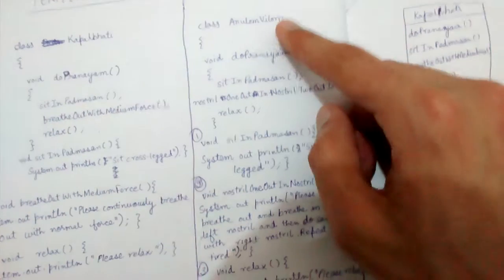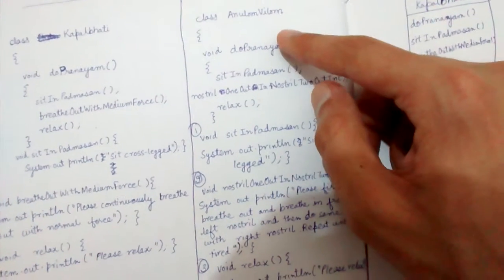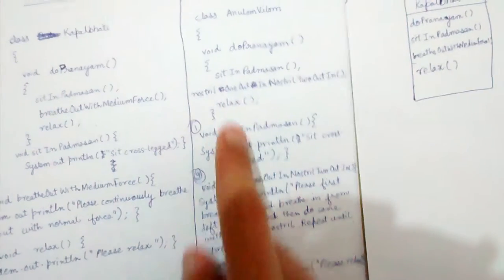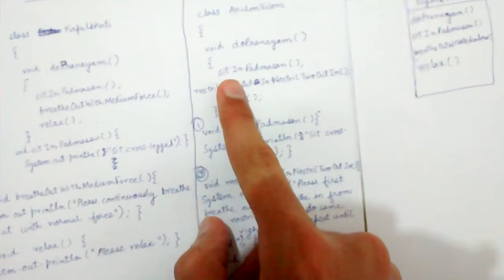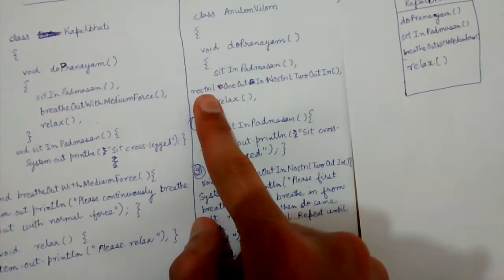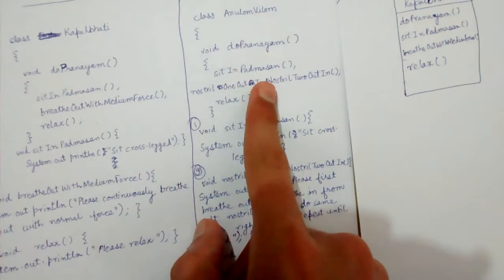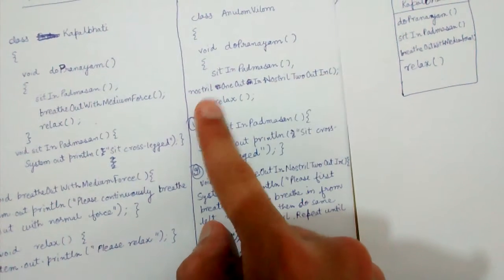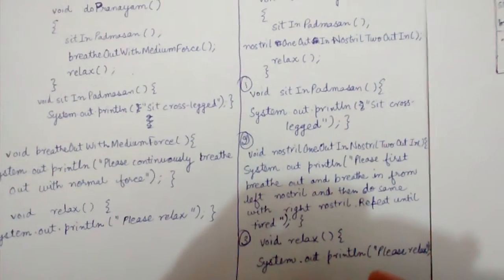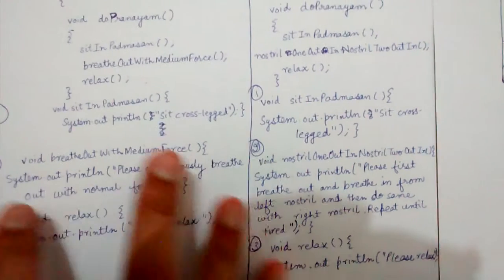Let's look at this Anulom Vilom class simultaneously. It is also having a do pranayam method. It is also having a sit in Padmasana method. Then it's calling this nostril 1 out in, nostril 2 out in method, and then it's calling a relax method. These are the implementations of these methods.